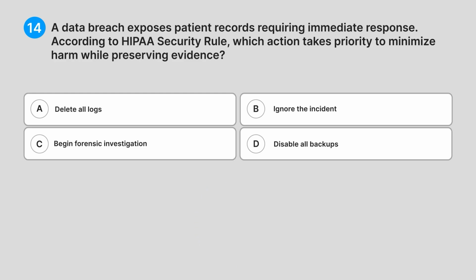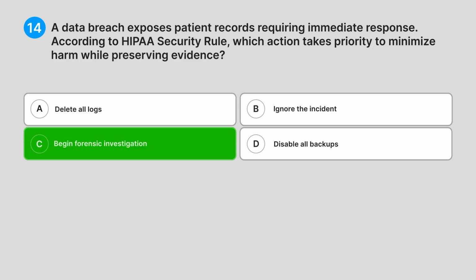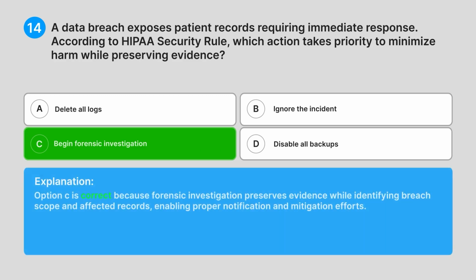Correct answer, C. Begin forensic investigation. Explanation. Option C is correct because forensic investigation preserves evidence while identifying breach scope and affected records, enabling proper notification and mitigation efforts.